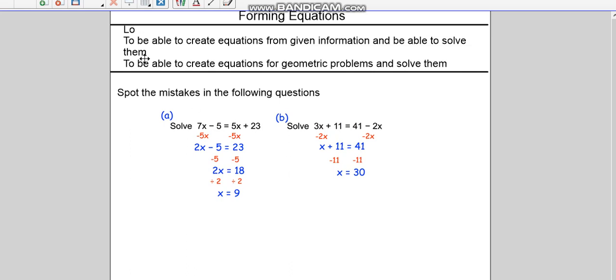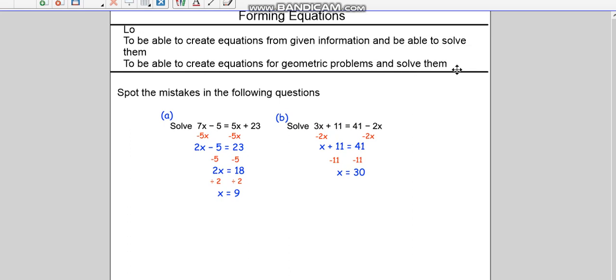So our learning objectives are to be able to create equations from given information and be able to solve them. We're also going to look a little bit this week, but a bit more next week, at being able to create equations for geometric problems and solve them.